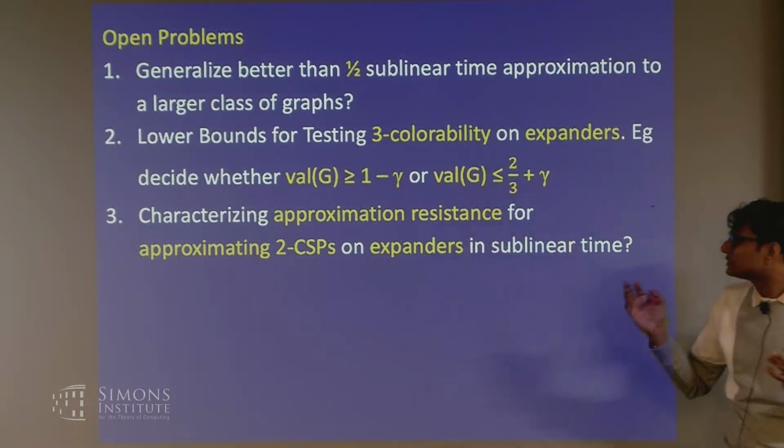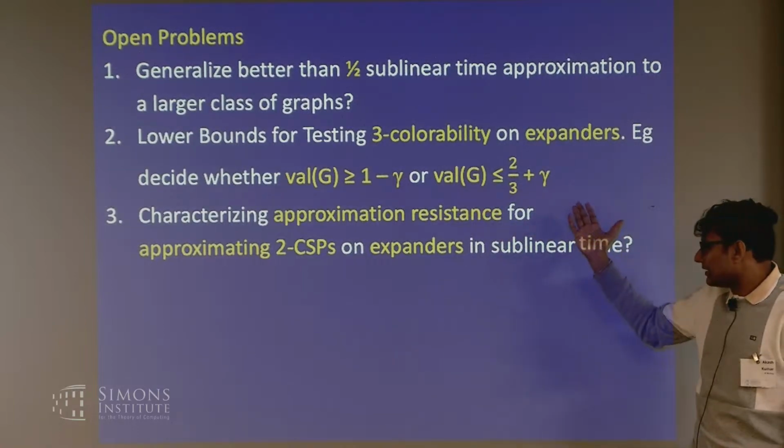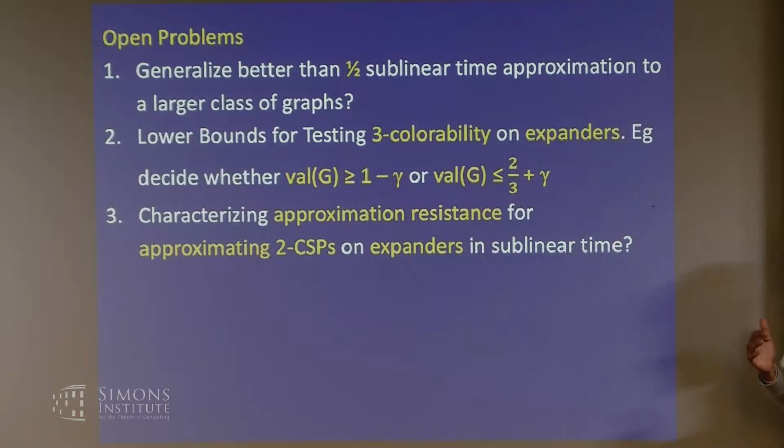So that's a question. And a bit more generally, I'm interested in understanding whether the notion of approximation resistance that was recently shown in streaming can be extended to the sublinear world as well. Can you have approximation resistance for approximating 2-CSPs even on expanders? So that would be a nice thing to see. So that's all I have.